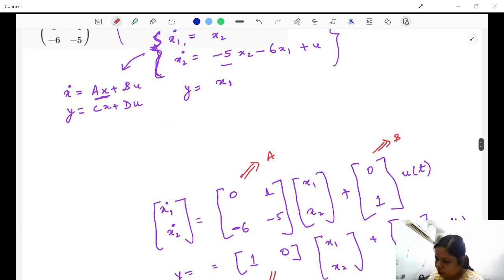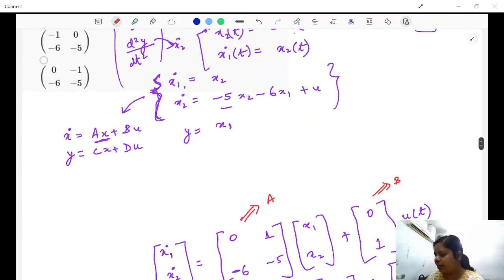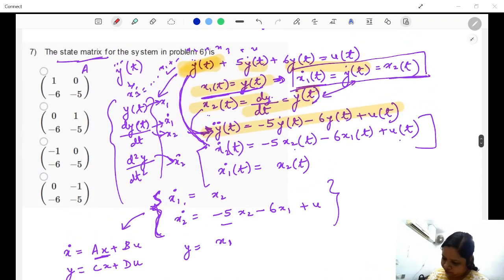Your question had asked what is the state matrix for the system. Now your state matrix is 0, 1, minus 6, minus 5. So this is your answer.